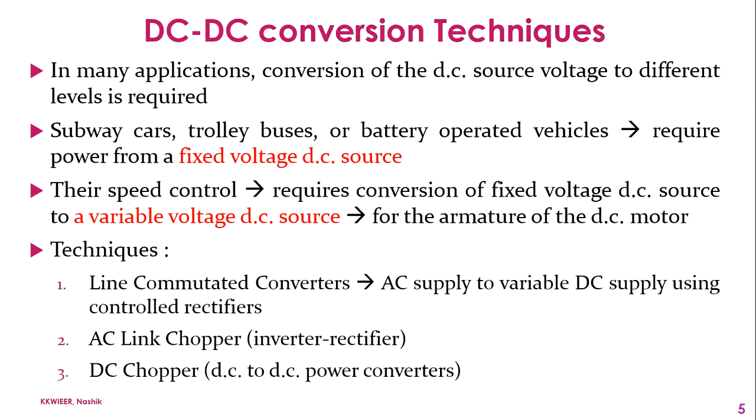So basically there are 3 types of DC to DC conversion techniques. The first one is line commutated converters, in which an AC supply is converted to a variable DC supply using controlled rectifiers. The second one is the AC link chopper, where an inverter and rectifier combination is used. And the third one is the DC chopper, which is a DC to DC power converter.